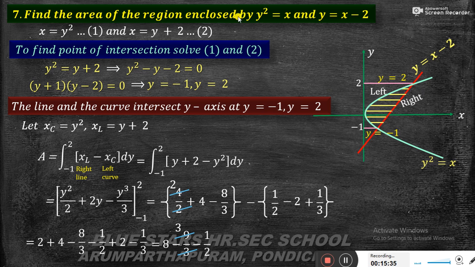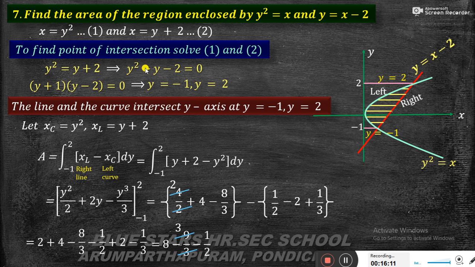So area of the region means they gave two curves, one is a parabola, another one is a line. So I write y square equal to x in reverse, x equal to y square, and next x equal to y plus 2, writing the line on the left hand side. So now I substitute the second equation in the first: instead of x I substitute y square, so y square equal to y plus 2.